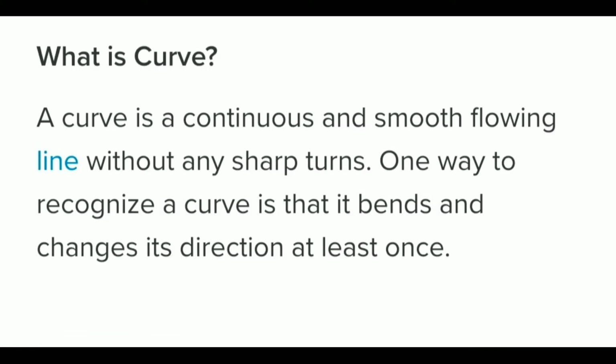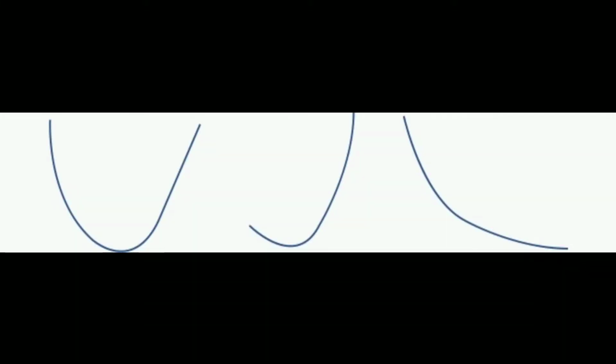So, what is a curve? A curve is a continuous and smooth flowing line without any sharp turns. One way to recognize a curve is that it bends and changes its direction at least once. So here are the examples of curve. You can see these are not straight lines. They are slightly bent. So these are the examples of curve.